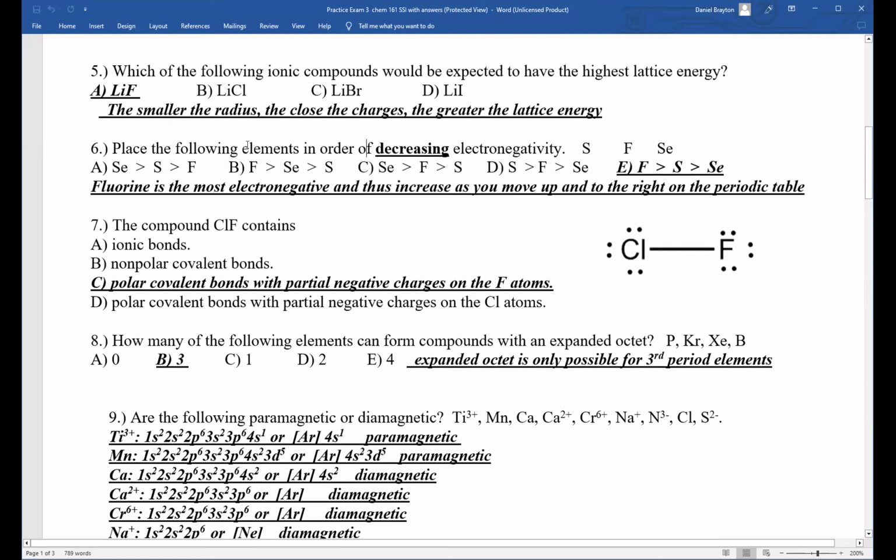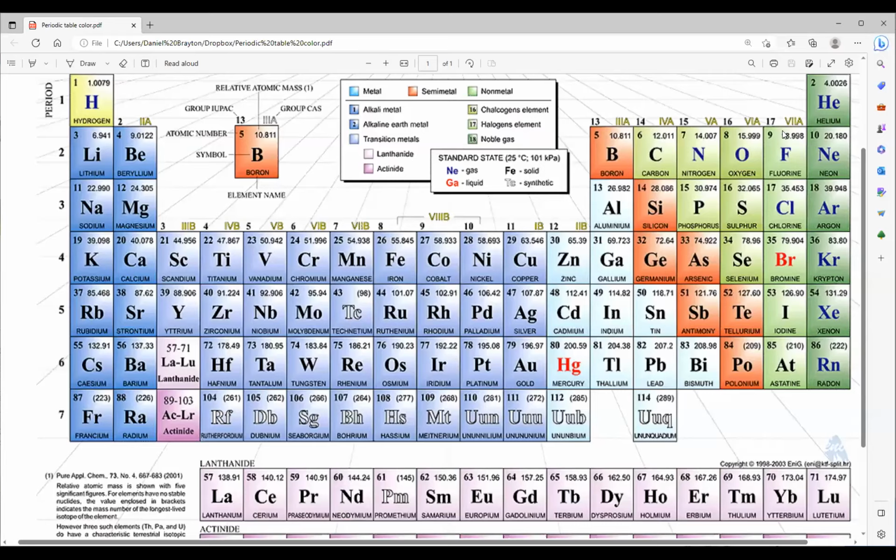Question 6 looks like this one is electronegativity. Only 3 elements, so pretty easy: fluorine, sulfur, and selenium. And so fluorine is the most electronegative.